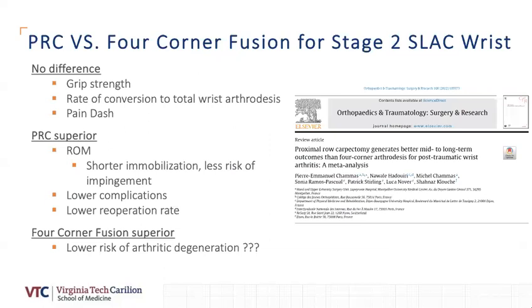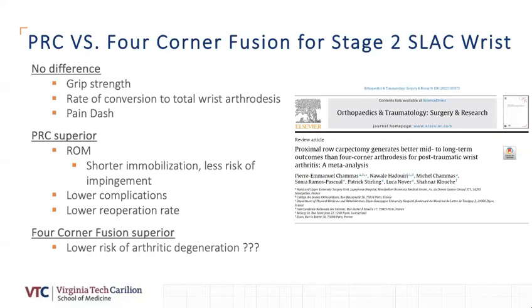So both PRC and four-corner fusion can be used to treat stage 2 SLAC wrist. And there's a lot of debate in the literature about which one is better and when you should use one over the other. There was a systematic review by Pierre-Emmanuel Chammas in 2022, and they showed that there was no difference in grip strength or rate of conversion to total wrist arthrodesis or changes in pain or DASH scores. What they also showed is that the PRC was superior in a couple of aspects.